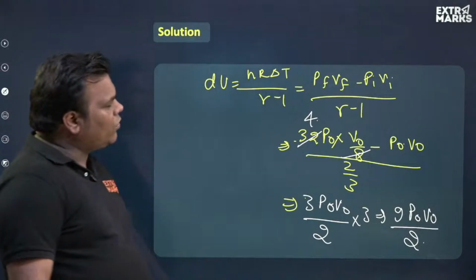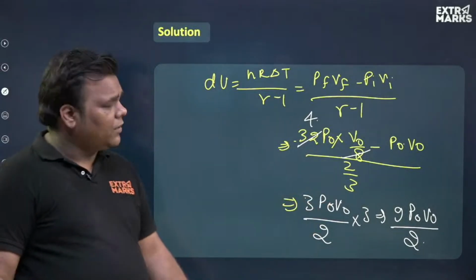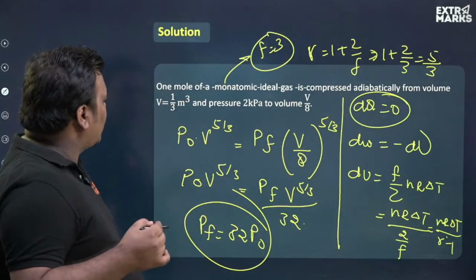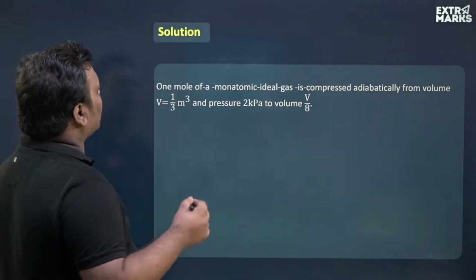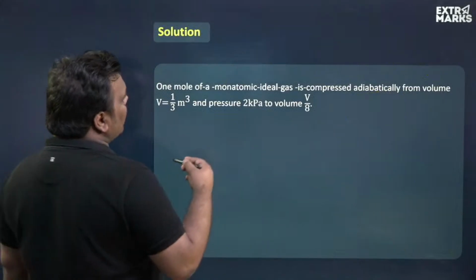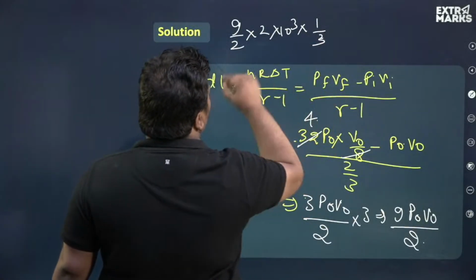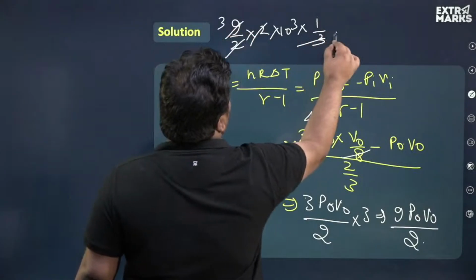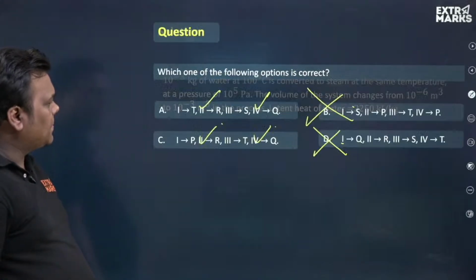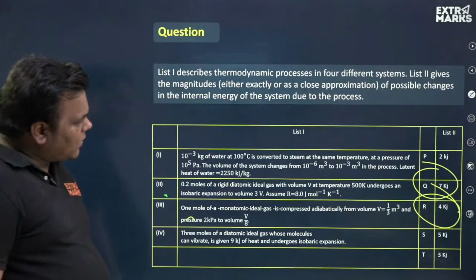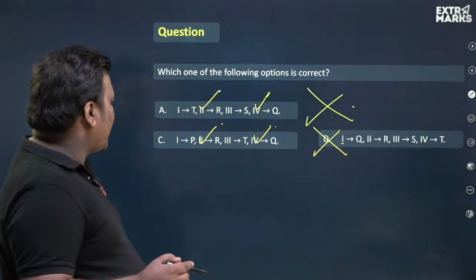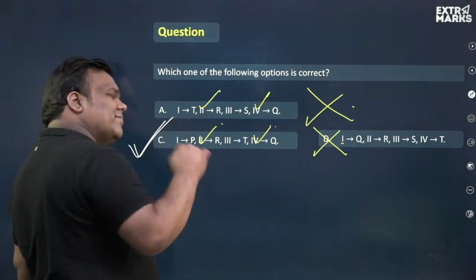Only thing you need to do, just put the value of P naught V naught. 9 by 2. What is the initial pressure? Initial pressure is 2 kilopascal, right? What is the initial volume? 1 by 3. So 2 say 2, 3 say 3, answer is 3 kilojoule. Okay, which one is correct? 3 kilojoule, T. So, my final answer is C option.